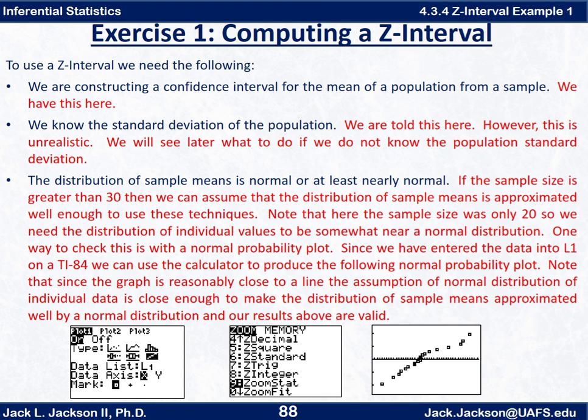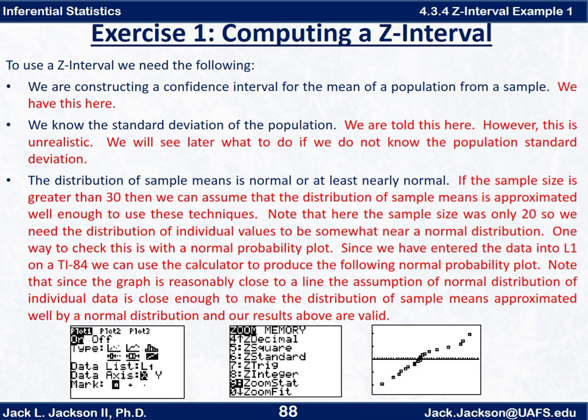Well, certainly we are constructing a confidence interval for the mean of a population from a sample. So certainly we have that. That's a realistic thing. We know the standard deviation of the population. We are told that the standard deviation of the population was 7, so yes, we do have that. However, this is a bit unrealistic. We'll see later what to do if we do not know the population standard deviation. Basically, we'll use the standard deviation from our sample in place of the population standard deviation, but then we have to slightly tweak the distribution a little bit. We'll talk more about that later on down the line.